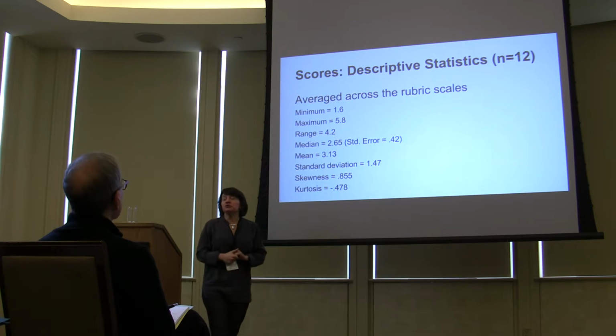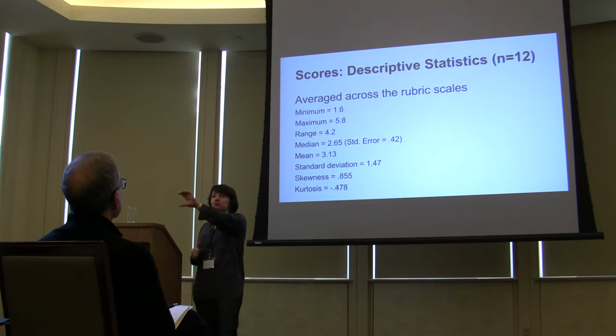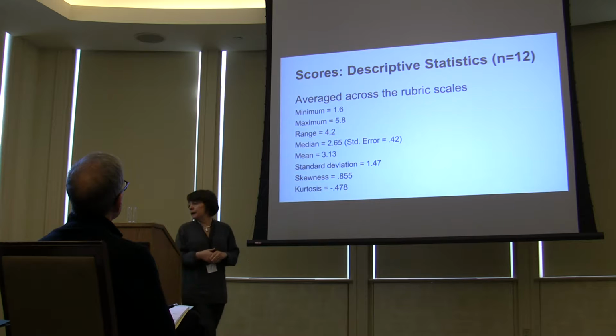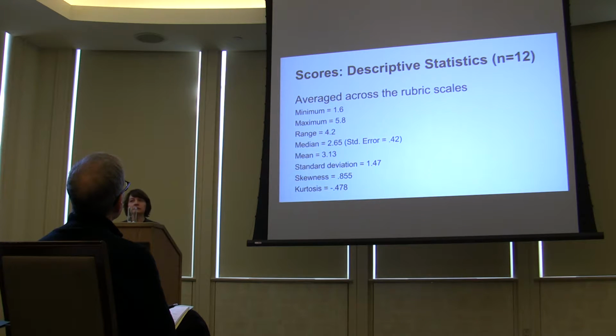So the way that I came up with the students' total scores is to average their scores across the rubric components. So 5 rubric components times 2 raters, that's 10 scores averaged together for their total score. Remember that the highest on the scale could be a 6, and the lowest could be a 1. So the minimum score was 1.6, and these were first drafts of the students' essays. We wanted to see what they could do just right off the bat. The maximum was 5.8, so that gives us a range of 4.2 with the median of 2.65 and the mean of 3.13. There's quite a bit of variation in the data, a large standard deviation, and it was slightly skewed with most of the scores towards the lower end of the distribution, which is what you would expect in a first draft.